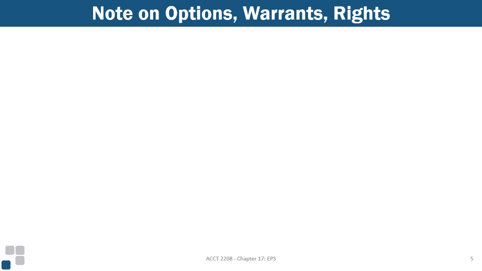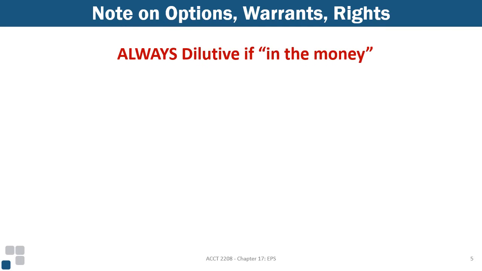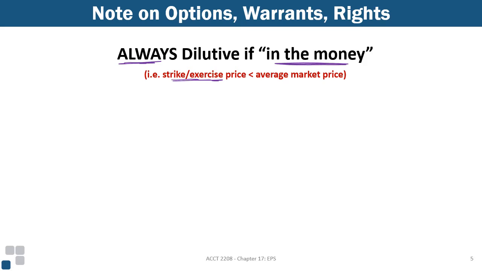Now this piece here is the most important part that you need to know for EPS in this course. Basically, options, warrants, and rights are always dilutive as long as they are in the money. What does in the money mean? Well, that means that the strike price or the exercise price is less than the average market price.